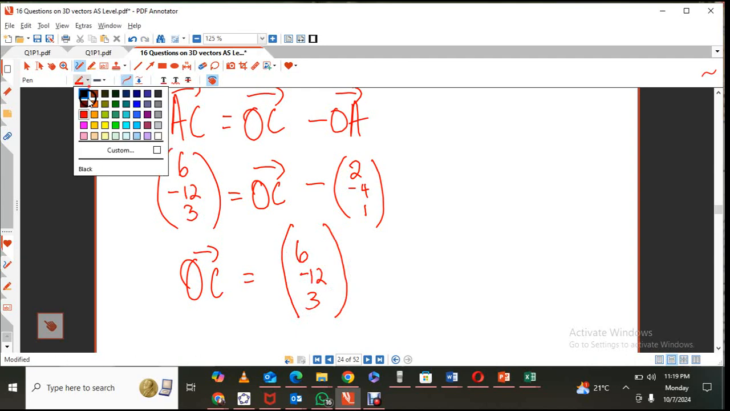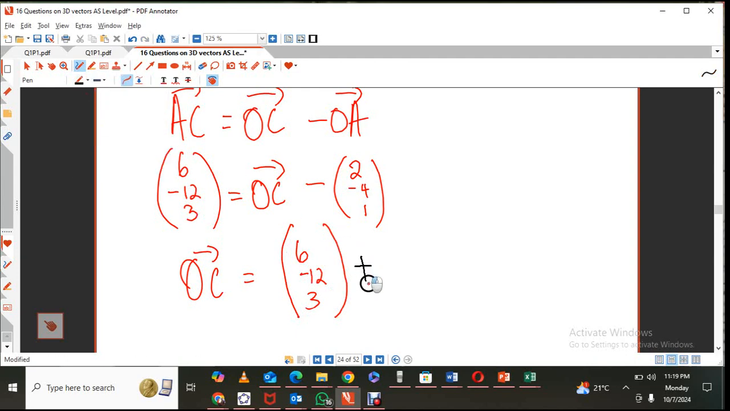So let's go ahead and add. That's 2, negative 4, 1, because this whole thing must be added when it goes to that side. So that gives me 8, negative 16, and 3 plus 1, that gives me 4. So this is vector OC.